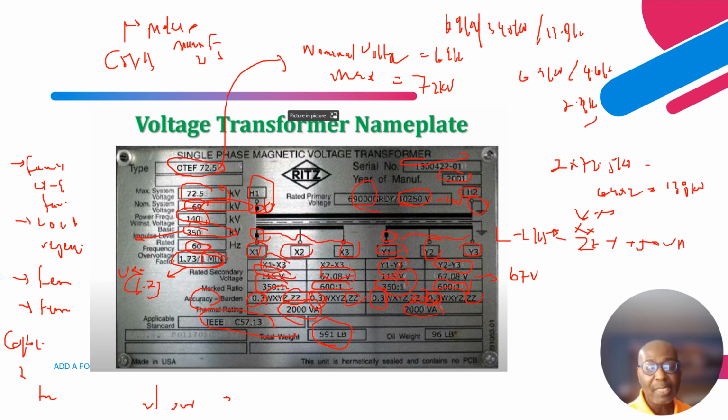And this one, on the other hand, has oil as an insulating medium. Like I told you, sometimes you can have oil as an insulating medium, and sometimes you can have a cast resin or epoxy resin as an insulating medium. In that case, you don't need oil.